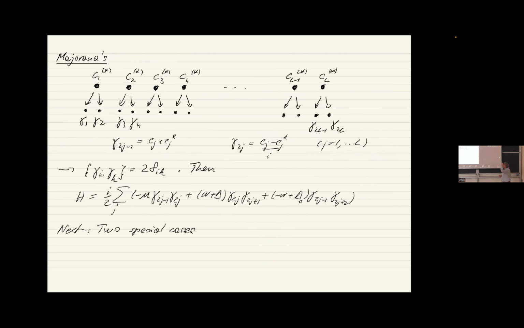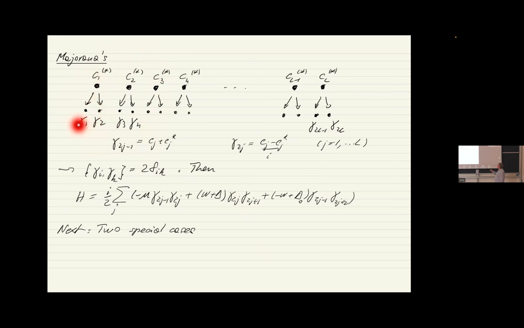And let's look at another writing of that. So here you have again the chain, it's L sites, and for each site you have a creation and an annihilation operator. The creation operator is denoted in brackets with this. And now for each one, so you have a C and a C dagger here.